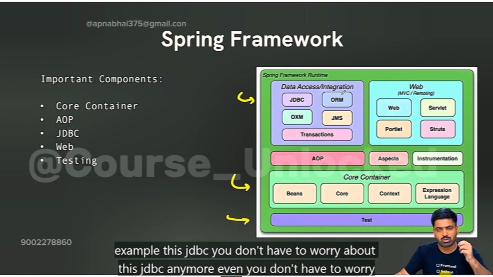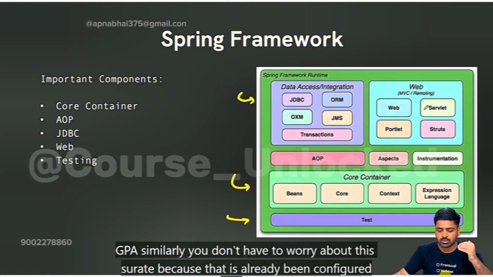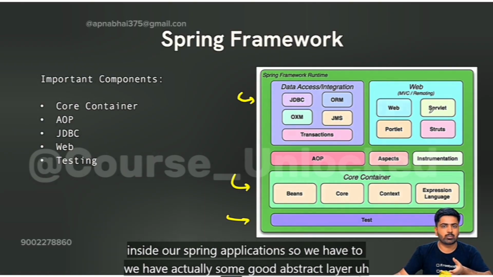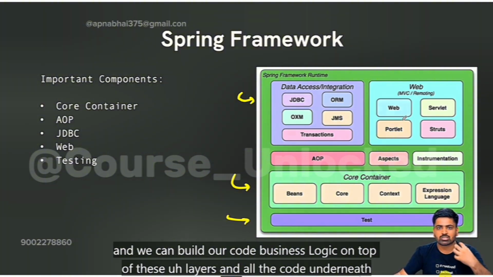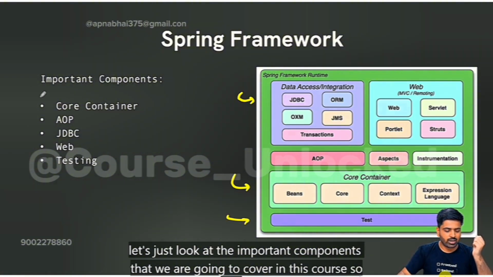You don't even have to worry about the ORM, because now with Spring Boot you get Hibernate, and on top of that you get Spring Data JPA. Similarly, you don't have to worry about the servlet, because that has already been configured inside our Spring applications. So we have a good abstract layer, and we can build our core business logic on top of these layers, and all the code underneath those layers has already been created by the developers at the Spring Boot organization.